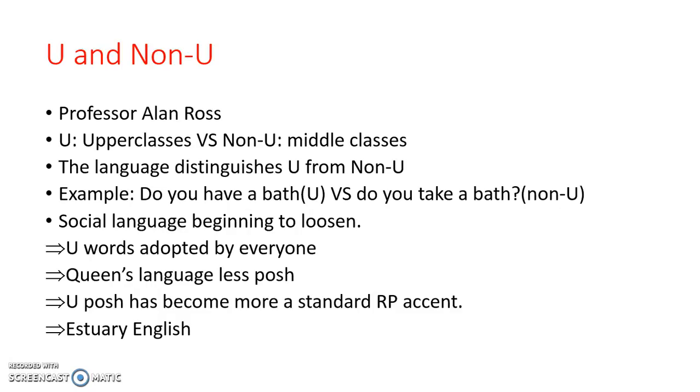But the social language has been beginning to loosen, which is a good thing. So a lot of people are now using U words. So everyone, the Queen's English has become more and more a standard form of RP British accents, and there is a creation of Estuary English. So that is actually a language between RP and a dialect. We have the same thing in Belgium.